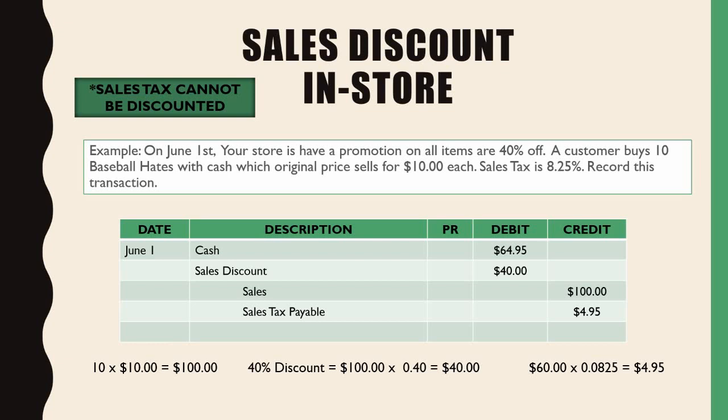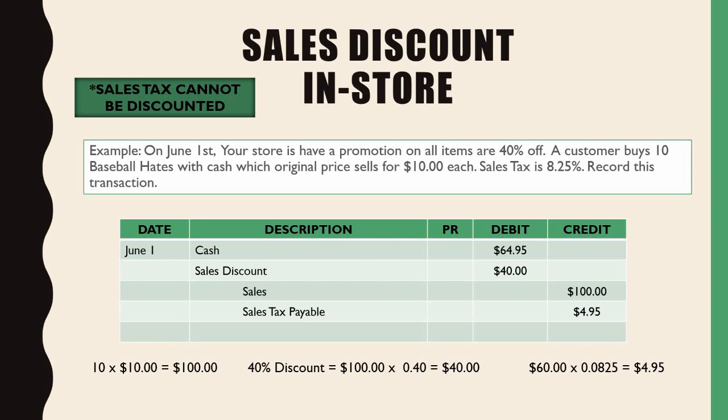So what you originally sold was $100 worth of items. You discounted that price by $40. So that means your actual total sales at the end of this transaction is $60, okay? Because remember, sales discount is another contra account to sales. So sales discount decreases the value of sales. That means you have $60 worth of sales. That's where now I can charge the tax.